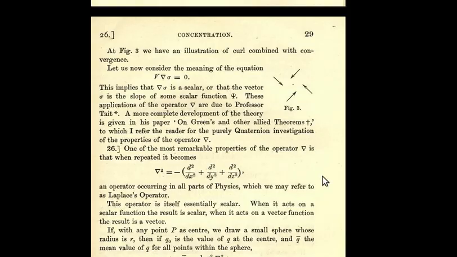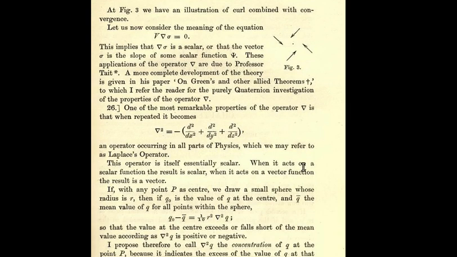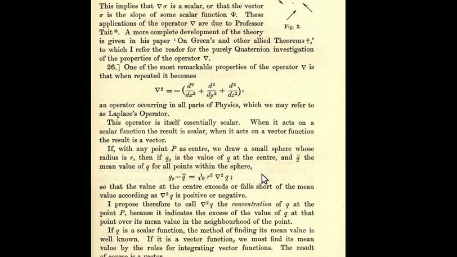Let us now consider the meaning of the equation del cross sigma equals 0. This implies that sigma is a scalar, or that the vector sigma is the slope of some scalar function psi. These applications of the operator del are due to Professor Tait. A more complete development of the theory is given in his paper on Green's and other allied theorems, to which I refer the reader for the purely quaternion investigation of the properties of the operator del.